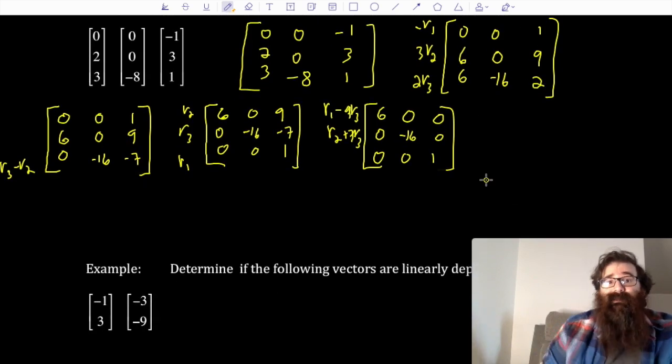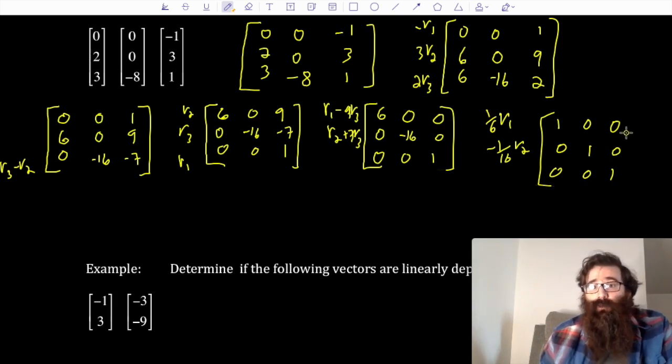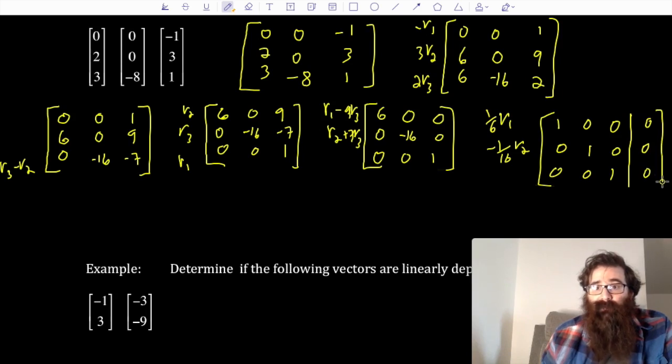And now I can see, up to scaling, I would want to do, for example, 1/6 row 1 and negative 1 over 16 row 2. Up to scaling, everything reduces really nicely. First row is 1, 0, 0. Second row is 0, 1, 0. Third row is 0, 0, 1. And I didn't bother augmenting this with the 0 vector. In fact, no linear operations on 0 are going to change that. So even if I had included that along, or here just reducing this as a coefficient matrix, I can introduce this augmented part of it at no extra cost, it's perfectly fine.